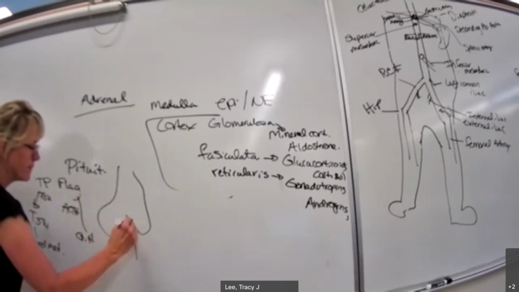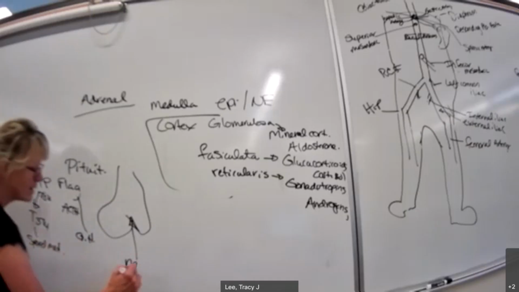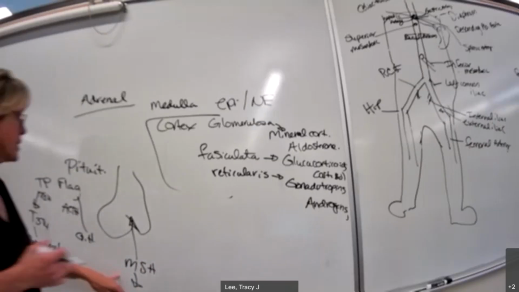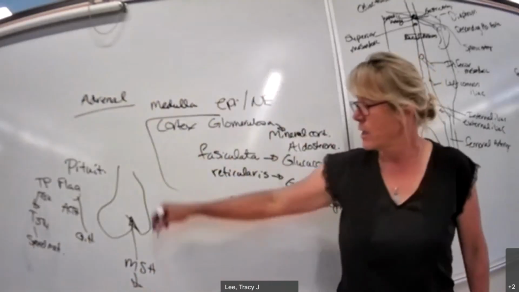All right, what's right in the middle? Or what's it say? Melanin. So it's our melanin SH, melanin stimulating hormone. It goes and tells our melanocytes in our skin secrete more melanin. So this is oftentimes due to exposure to UV rays.